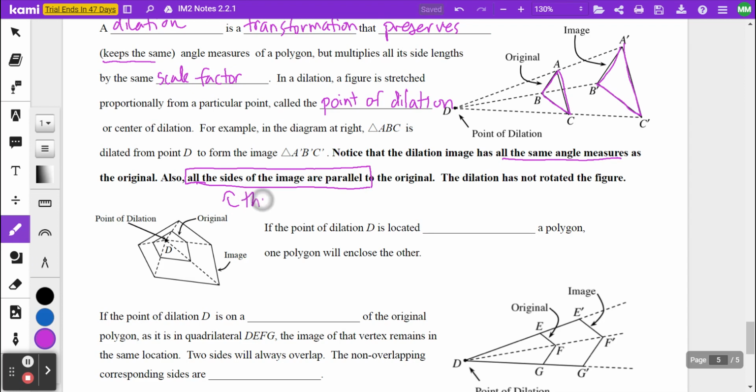This is a property of dilation. Dilated figures produce parallel corresponding sides. Now, if the point of dilation D is located inside a polygon, such as in this case, right here, then one of the polygons will be inside the other one.